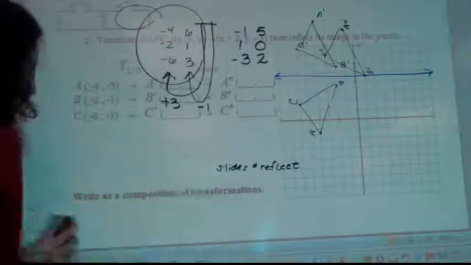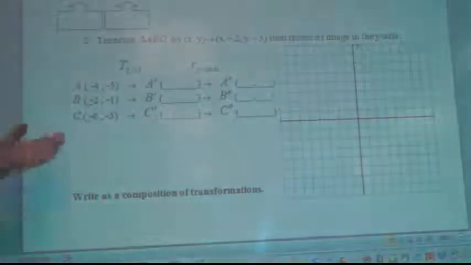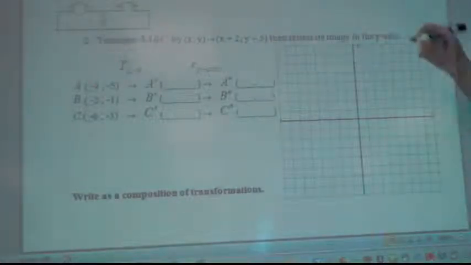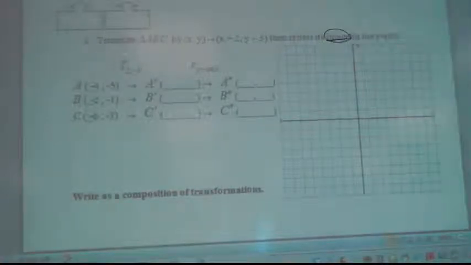And then at the bottom, I want to practice trying to write a composition with this example. So I tried to do it in the opposite order for the bottom one so that you could see it's just a combination of gliding and reflecting, or reflecting and then gliding. So we have the rule up there, translate (x, y) by (x + 2, y - 3), and then reflect its image in the y-axis. So we're not reflecting the original, we're reflecting the image. One is built on the other.